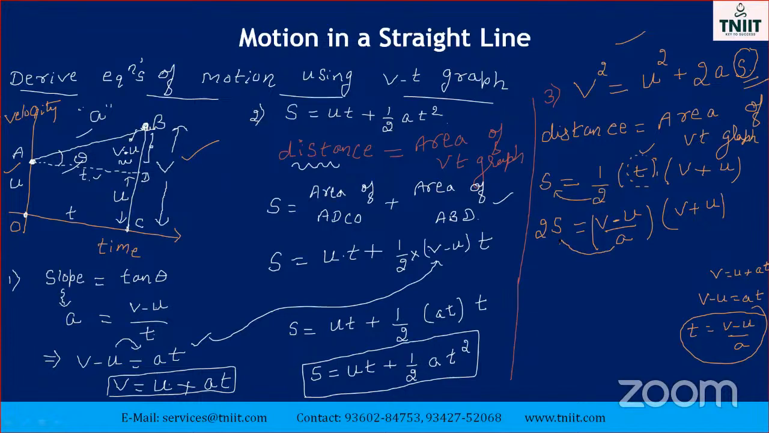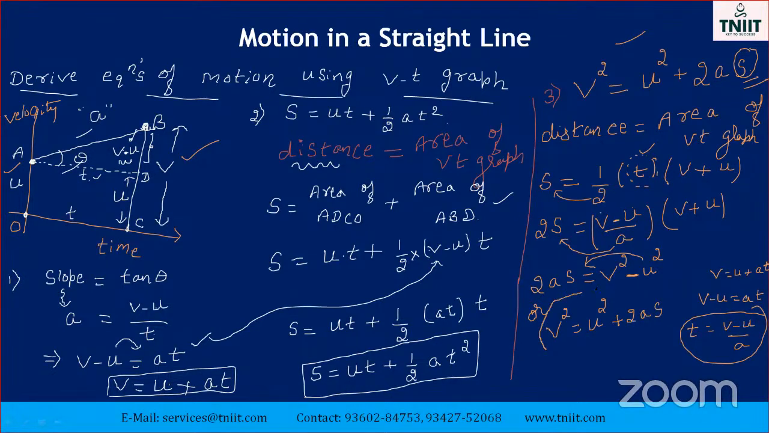You take A to this side. So 2AS is equal to V minus U into V plus U. That is nothing but V squared minus U squared. V squared minus U squared will be equal to 2AS. It is in the format of a minus b into a plus b. So V squared minus U squared equals 2AS. Or I can write this as V squared is equal to U squared, if I shift U squared to this side, U squared plus 2AS.